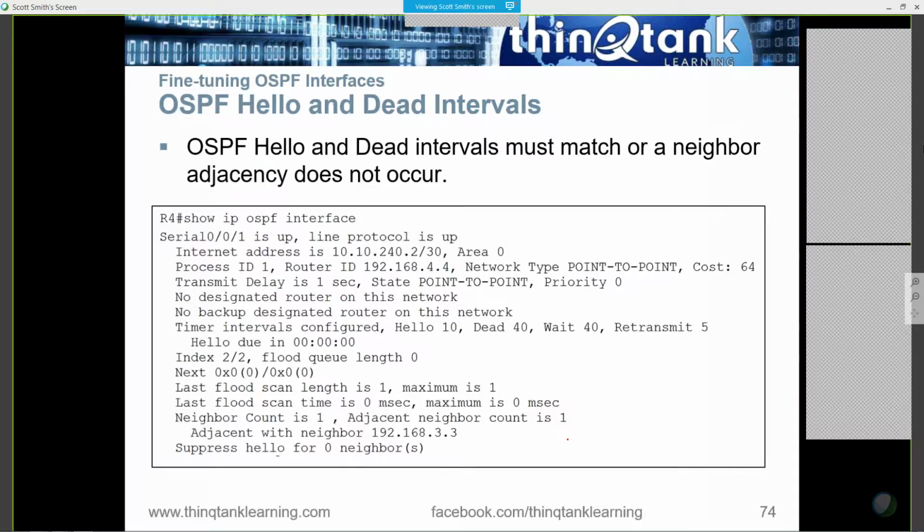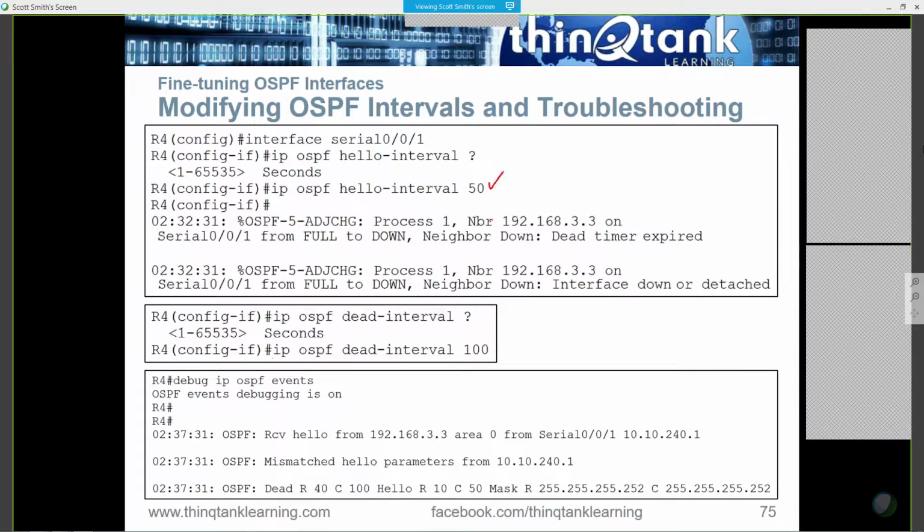Here's an example where I've gone in and I've adjusted the hello timer on the interface. The neighbor goes down. Neighbor goes down because the timers don't match. You can also set the dead timer as well. Each of these timers can be set individually. If you do see the OSPF lab on the test, one of the issues is that one router has a different timer value than the other router. It's very easy to see because it's right under the interface. If you don't see hello and dead timers specified on the interface, then it's using the default values.